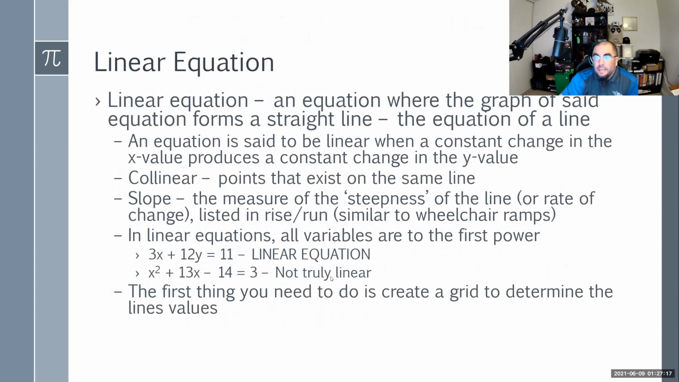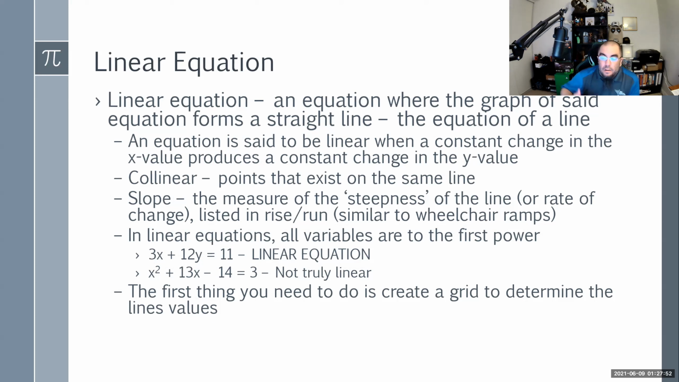So that leads into things like linear equations. Linear equation is the equation where the graph of said equation forms a straight line. So linear equation, equation of a line. The equation is said to be linear when a constant change in x produces a constant change in y. We're also going to talk about that being the slope or the steepness of the line. There are collinear points, or points that exist on the same line. Slope is the measure of the steepness of the line or the rate of change. This is the rise versus run, which we'll talk about with wheelchair ramps.